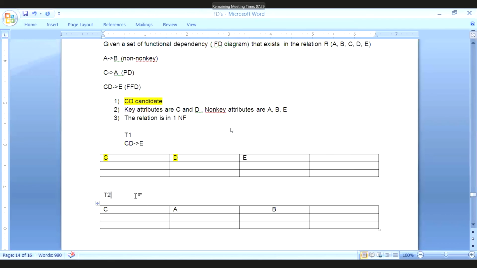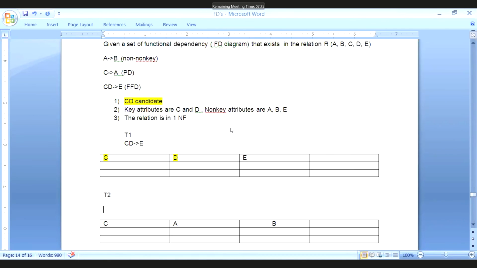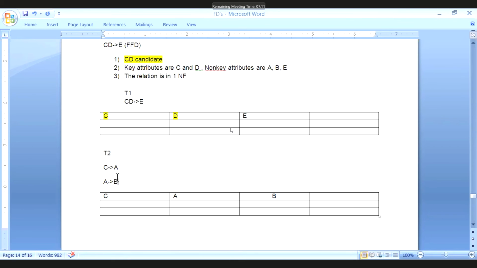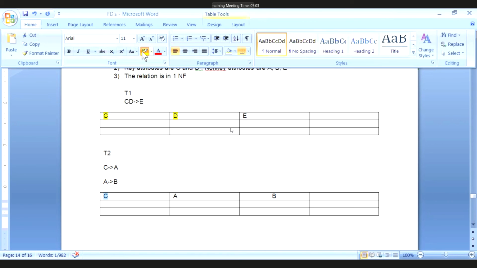Now come to this table T2. Who is the immediate FD that I can see here? C to A. Another FD that is holding is A to B. Now tell me, who is the candidate key of this table? C is the candidate key. So I get C as the candidate key.